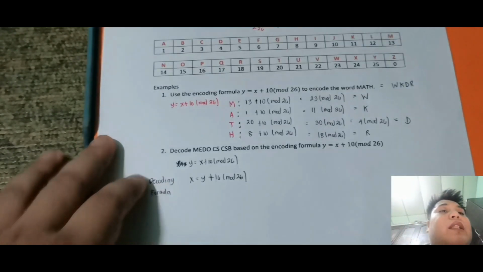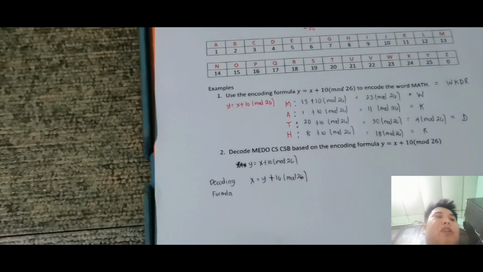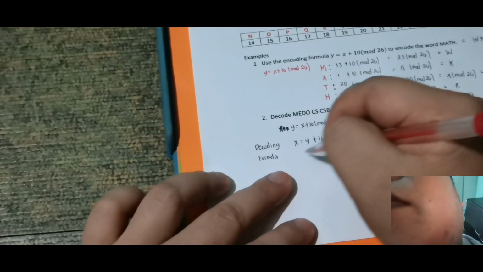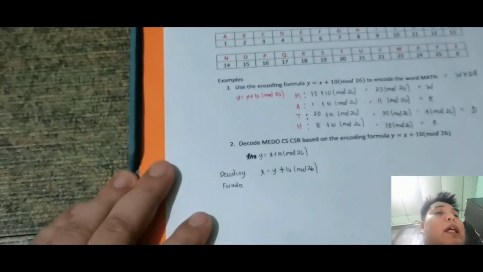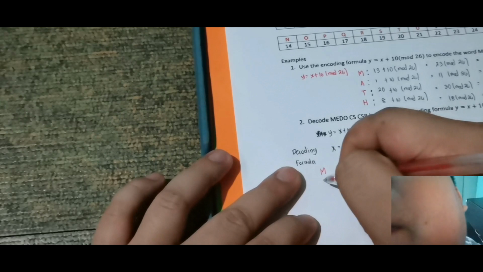Okay, so gaya ng dati, de-decode natin to. So, ano yung medo CS, CSB? So, decode natin yan. Ano ba yung message niya? So, hindi ko alam dito sa book na to eh, kung ano yung ano niya. So, start tayo sa medo. So, yan yung medo, yan yung mga Y natin. Okay, so M. We have M.